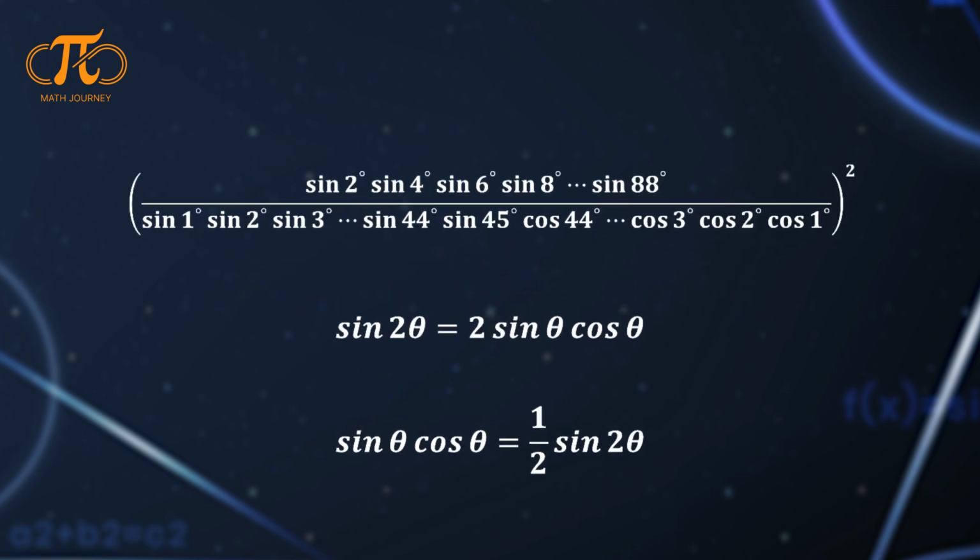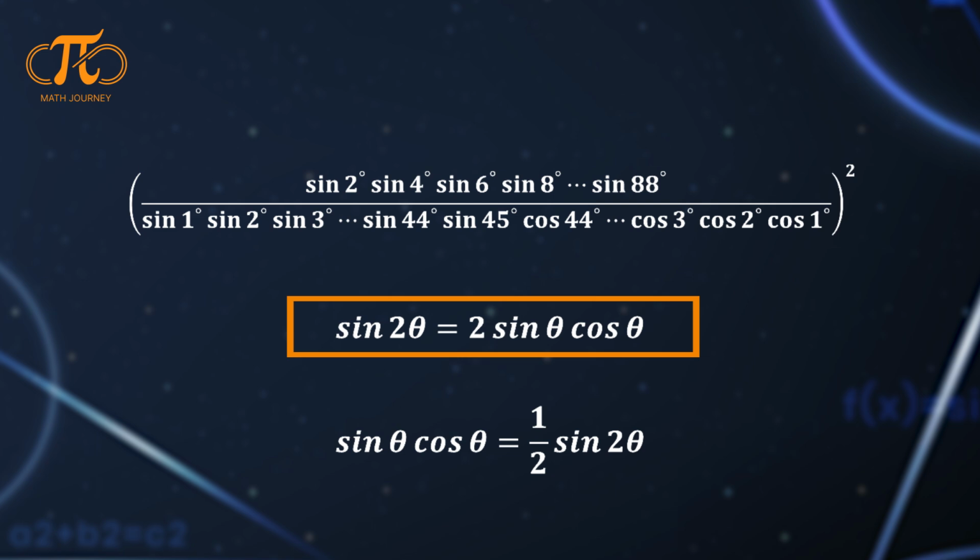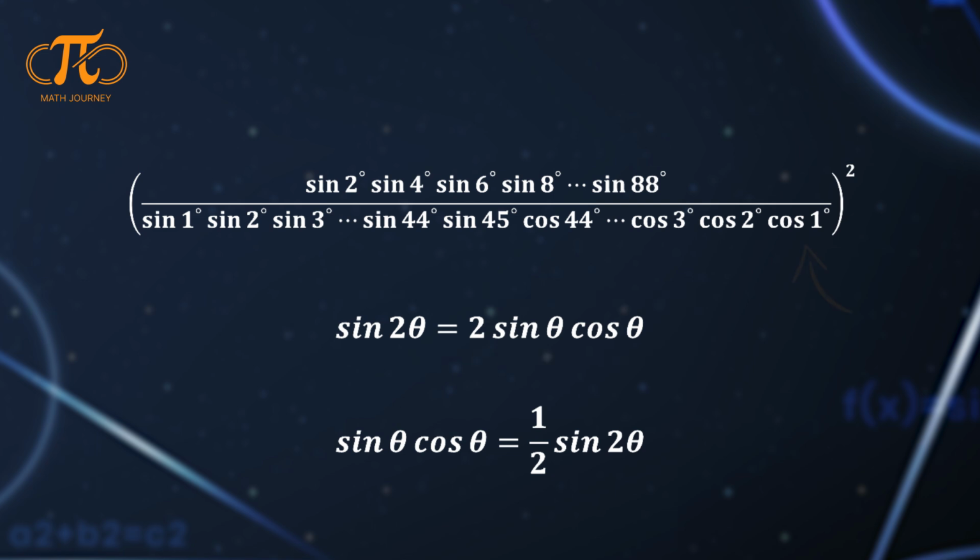Notice that each pair of complementary angles in the denominator, like sine of 1 degree and sine of 89 degrees, can be expressed using the identity: sine of an angle equals cosine of its complement. Thus, sine of 89 degrees can be replaced with cosine of 1 degree, and similarly for other pairs. The key angle here is 45 degrees, where the sine value remains unchanged.